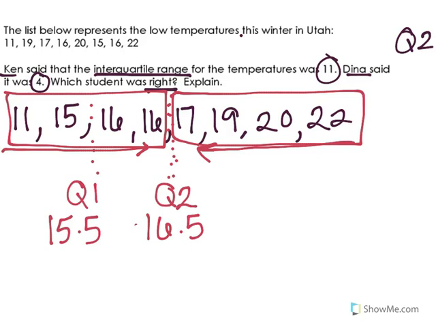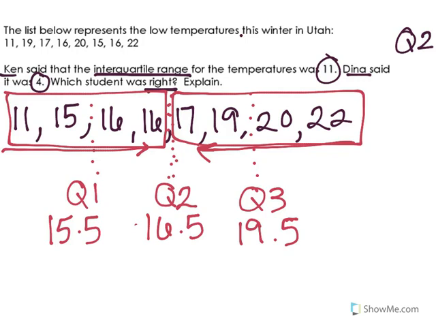So I'm going to do the same process with the upper half of my data set. I see that my two middle numbers are 19 and 20, so I need to find the average of those two. Again, 19 and 20 are consecutive numbers, so I can find their average by just finding the number in the middle. The halfway point between 19 and 20 for quartile 3 is just 19 and a half, or 19 and 5/10.